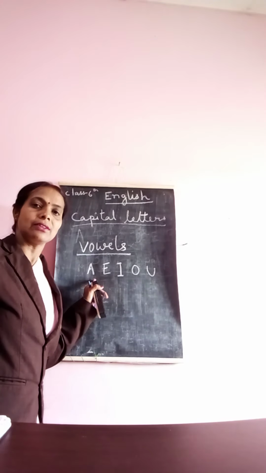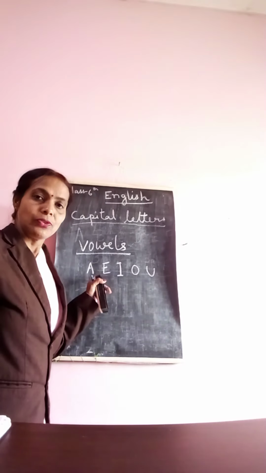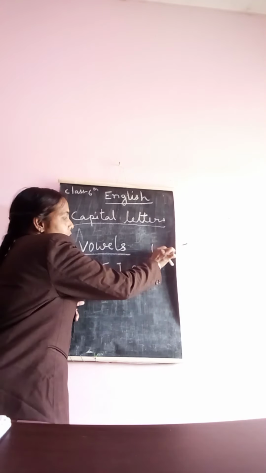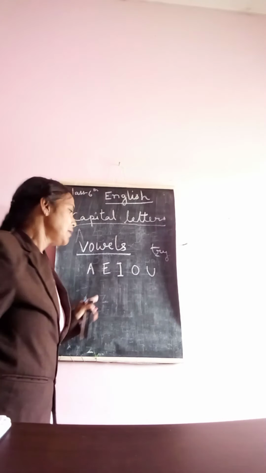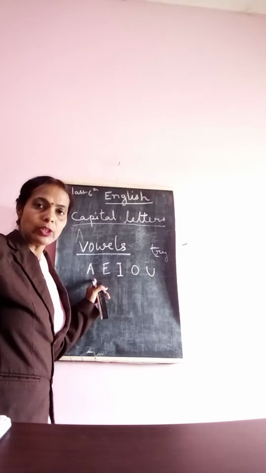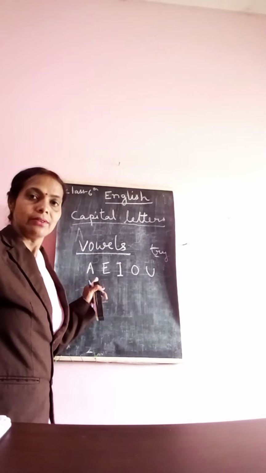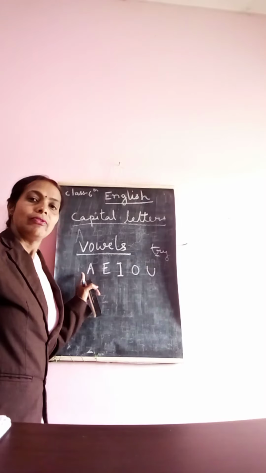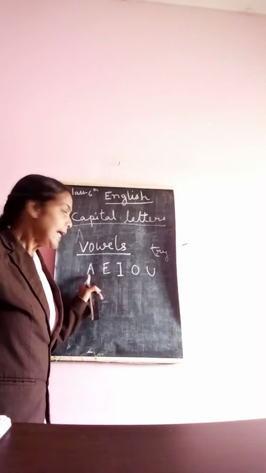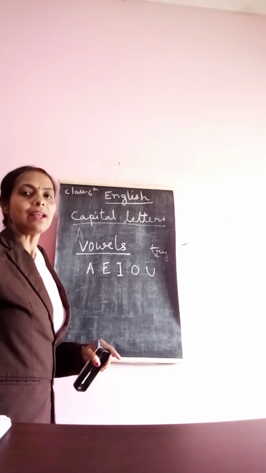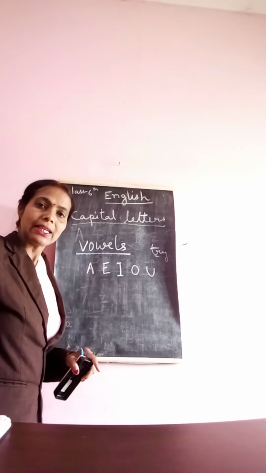Some words are there which we can read even though there is no vowel, like try. Here no vowel is there, but we can still read. But these vowels are very much necessary because without a vowel you can't make a word. So in the English alphabet there are 5 vowels: A, E, I, O, U, and the remaining letters are consonants.